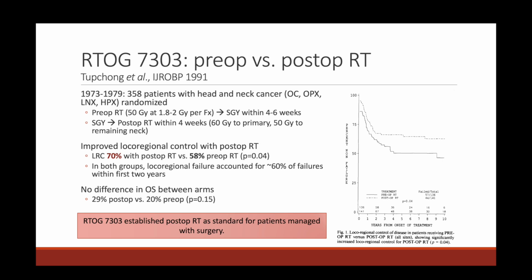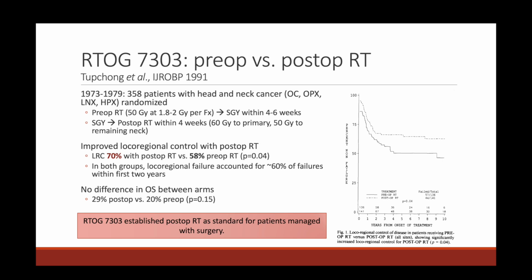So preoperative radiation was given to a dose of 50 gray at 1.8 to 2 gray per fraction, and then the patients went on to get surgery within 4 to 6 weeks. Or they were randomized to surgery followed by postoperative radiation within 4 weeks, and they got 60 gray to the primary and 50 gray to the remaining neck.